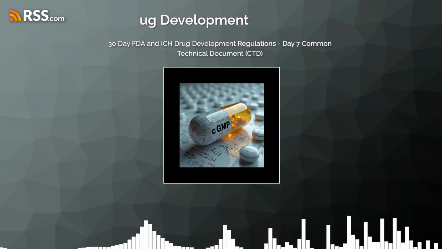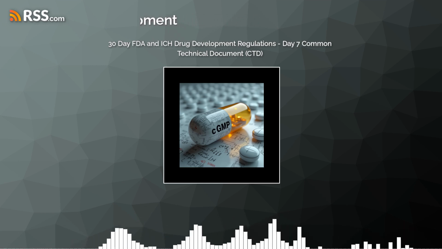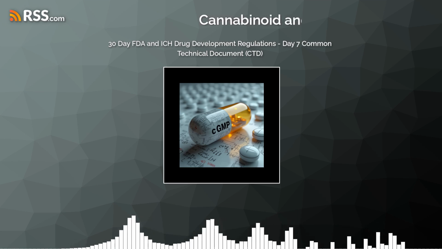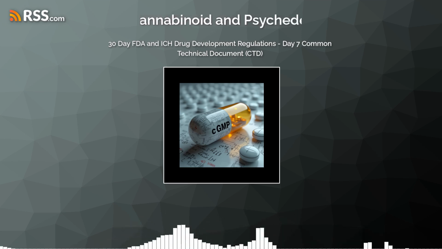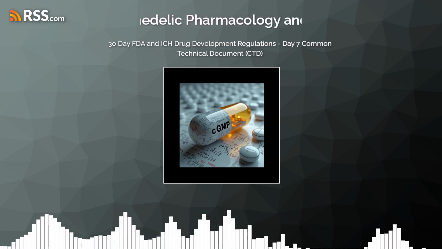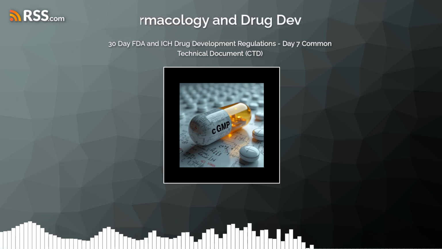Module 2 is that high-level view of the whole submission, like the executive summary. It summarizes all the key findings from the other modules so the reviewers can quickly grasp the essential info about the drug. So it's like giving the regulators a roadmap to navigate the whole document.